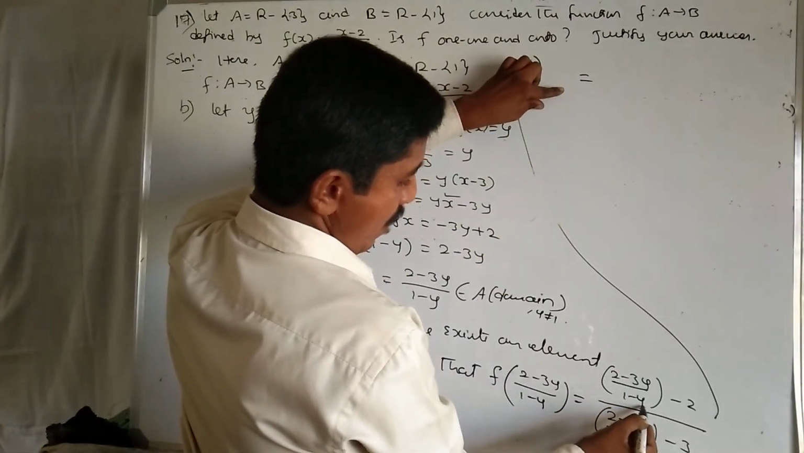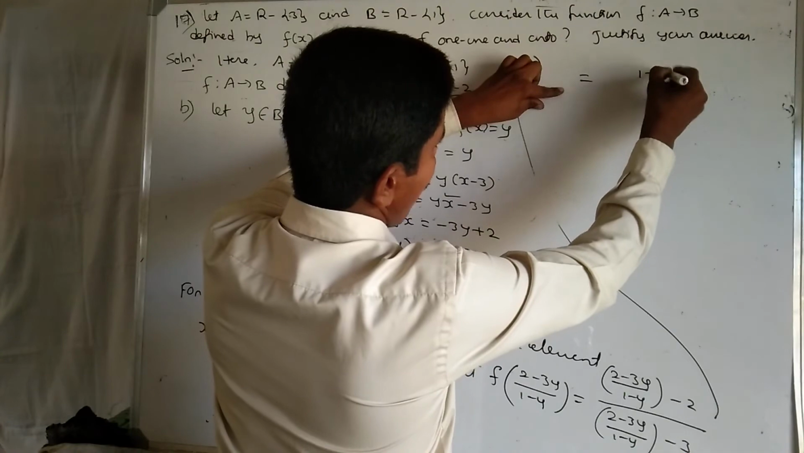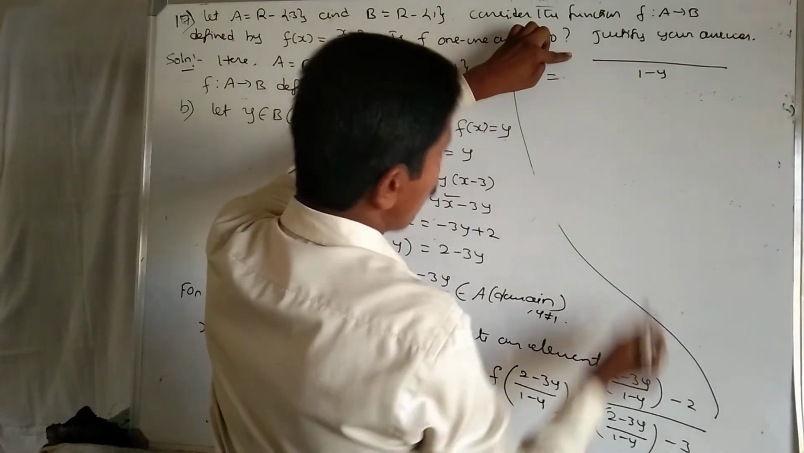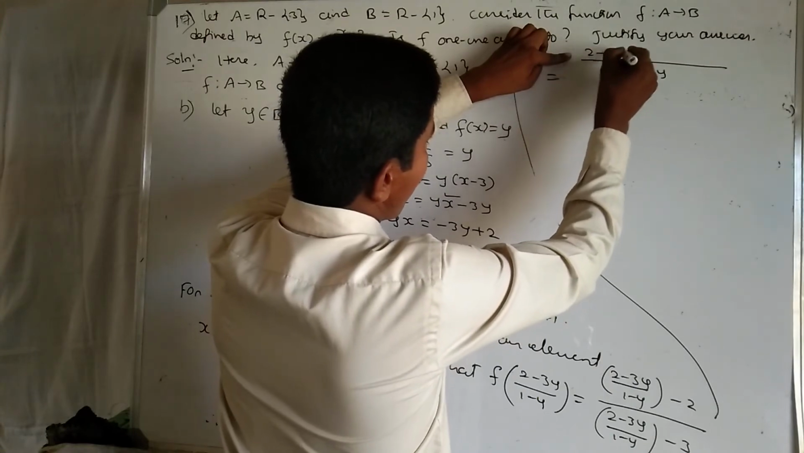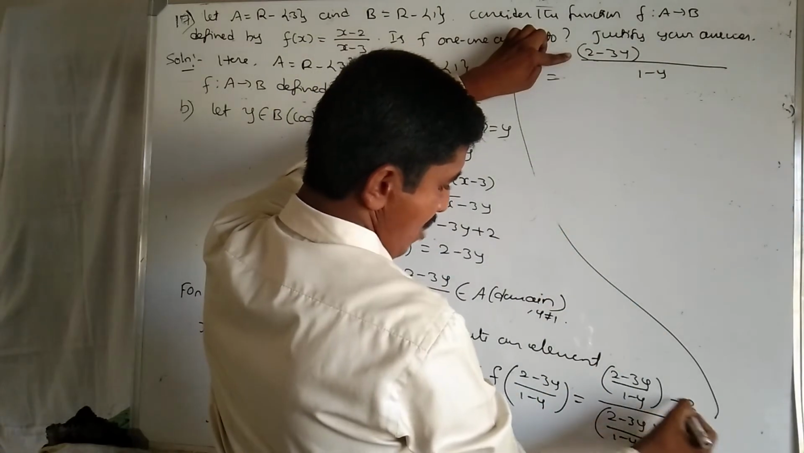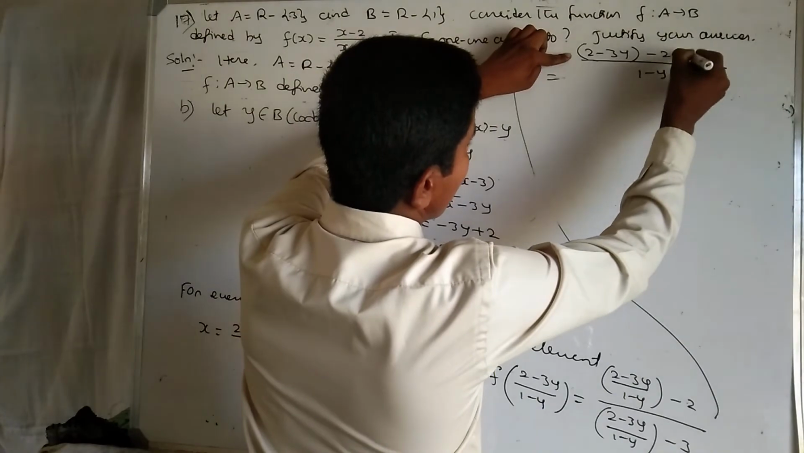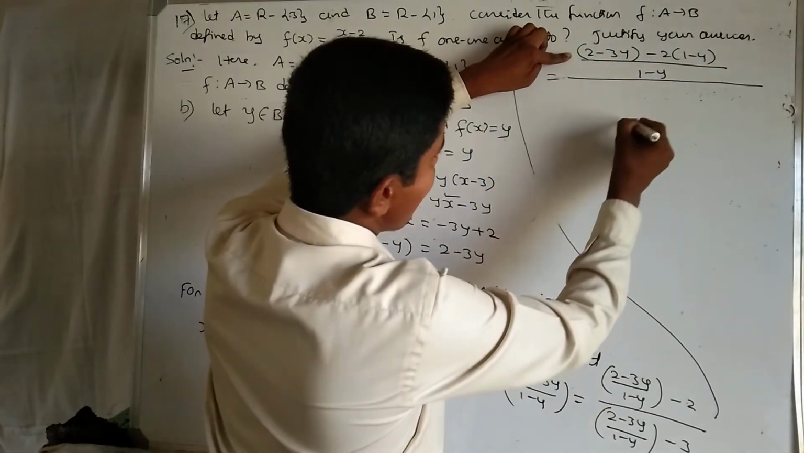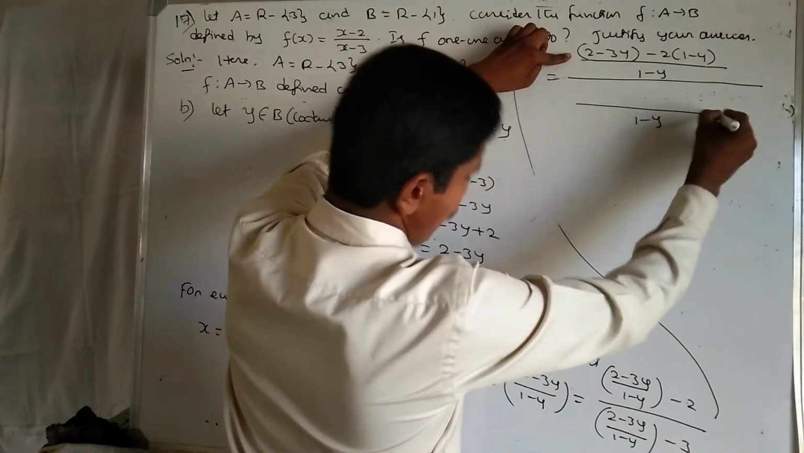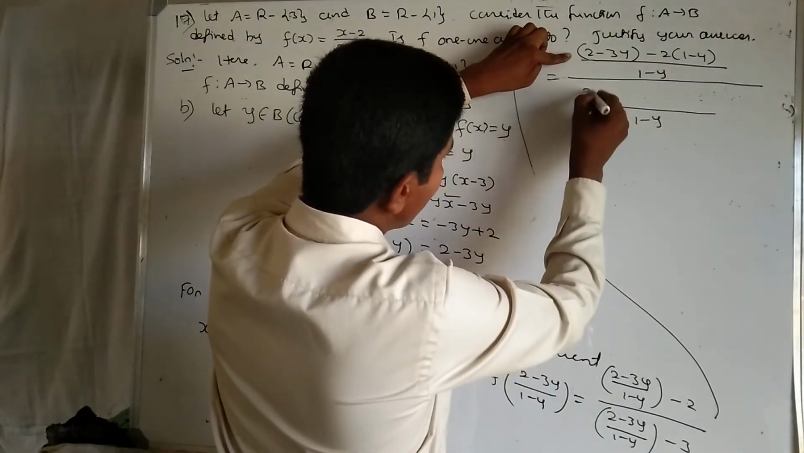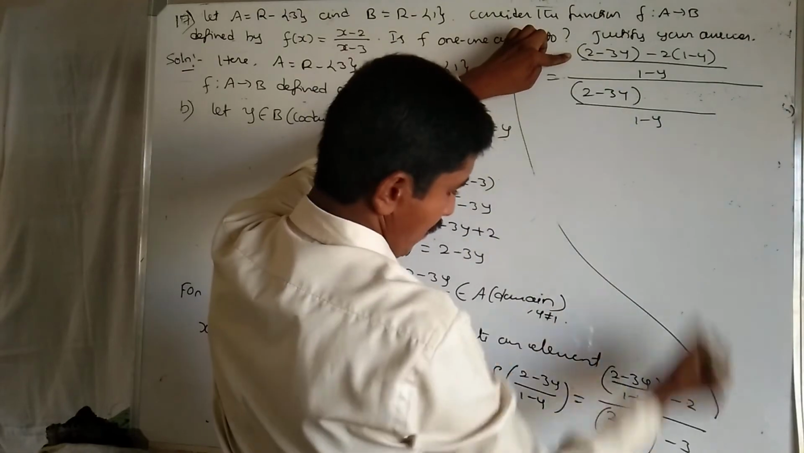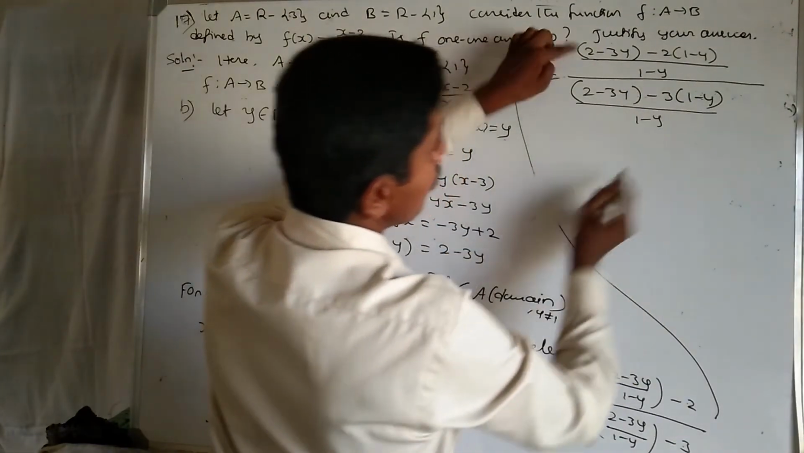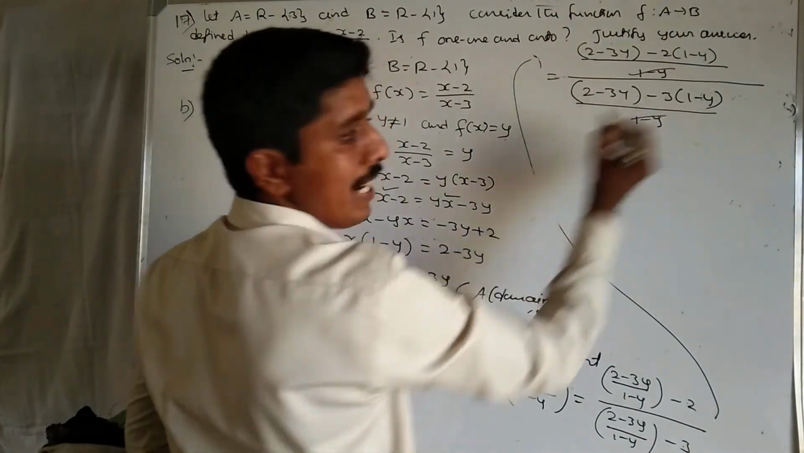Taking LCM in the numerator, 1 minus y is the LCM: (2 minus 3y minus 2 into (1 minus y)), whole divided by, in the denominator taking LCM 1 minus y: (2 minus 3y minus 3 into (1 minus y)). Clearly 1 minus y gets cancelled.